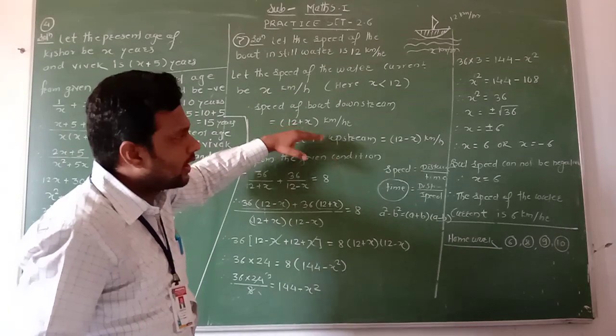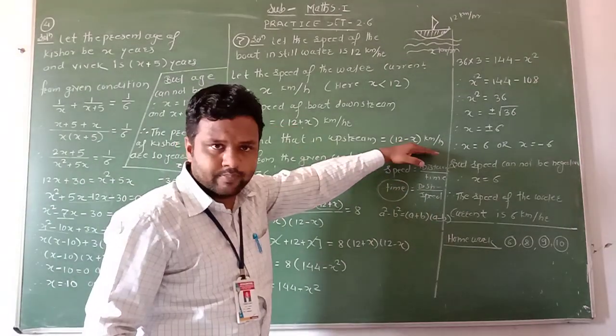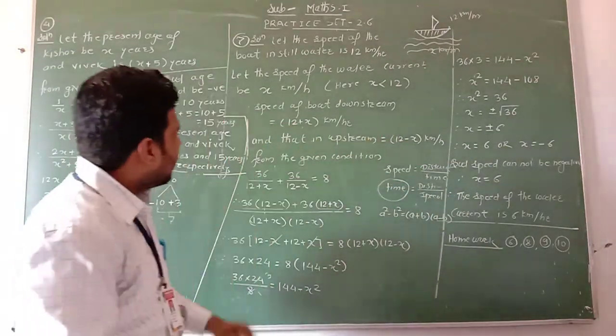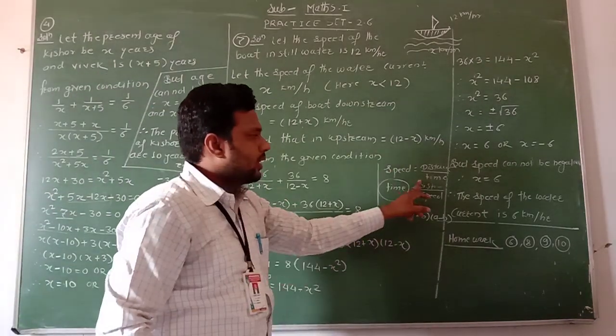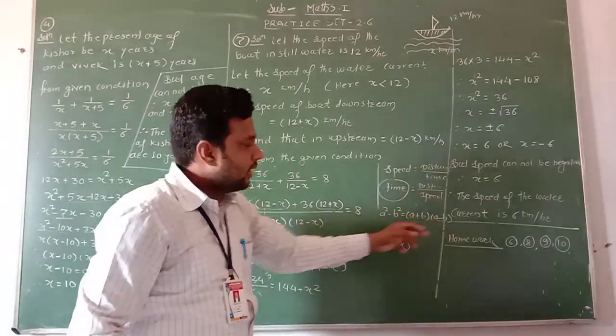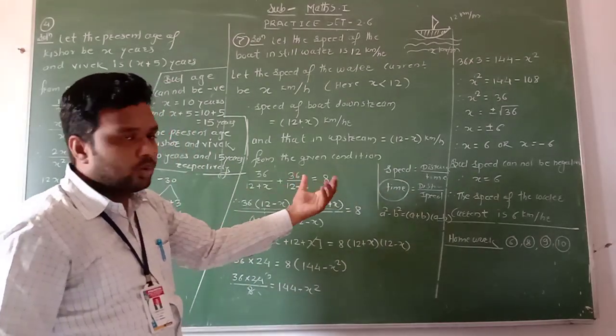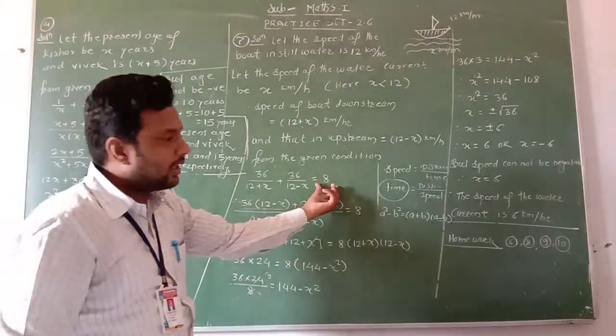In downstream we have to add, in upstream we have to subtract. Okay, speed of water current. Then the condition is given. Remember this formula: time is equal to distance upon speed. Isn't it? Because the total time taken by the boat to travel that distance is given as 8 hours.